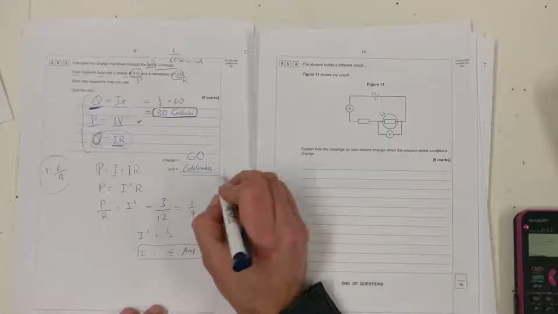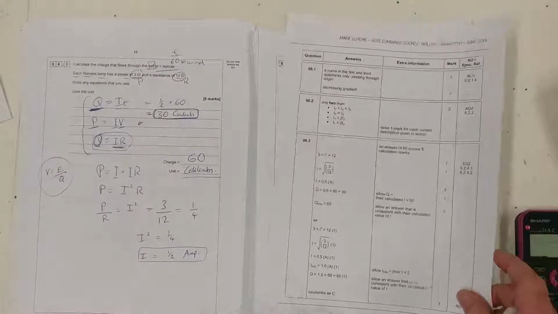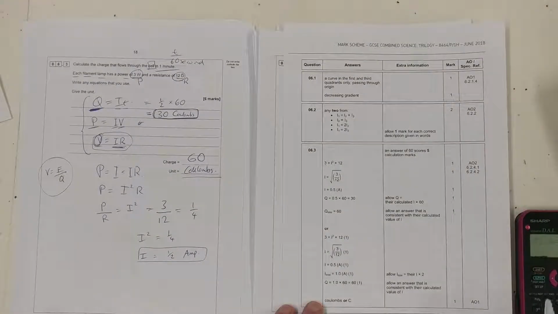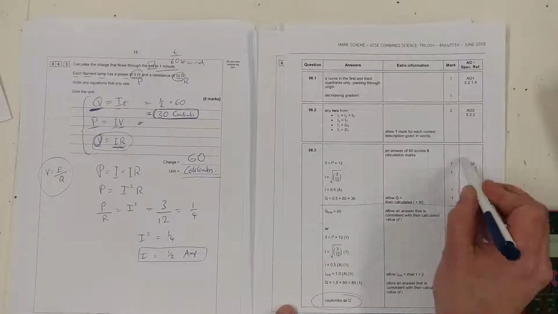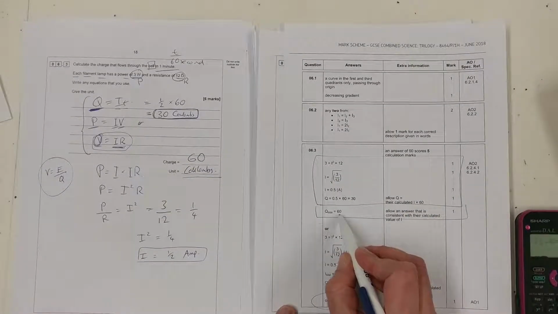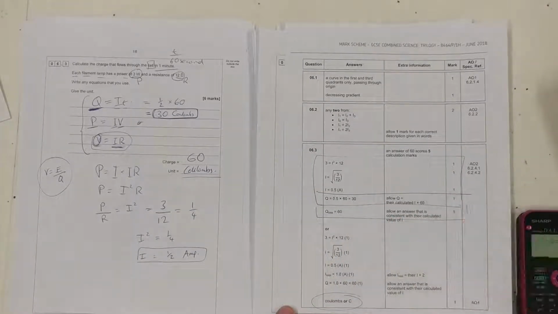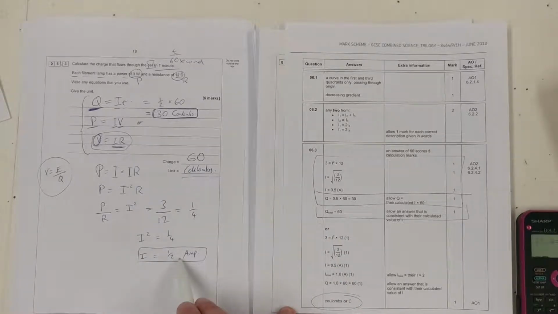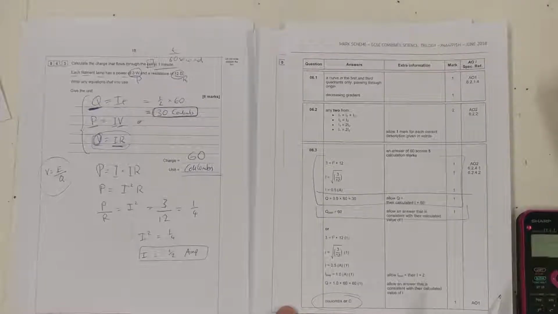You do get a mark for saying coulombs, and I'm going to put the mark scheme here so you can have a look where the marks are. You get one mark for saying coulombs. You'll get 4 marks if you get down to 30. One extra mark for seeing that you need to double it to get 60. If you've got a current, 0.5, that gives you 3 marks out of 6. So getting to the point where you get a current equals half an amp gives you half the marks for that question, because that's a tough one to do.